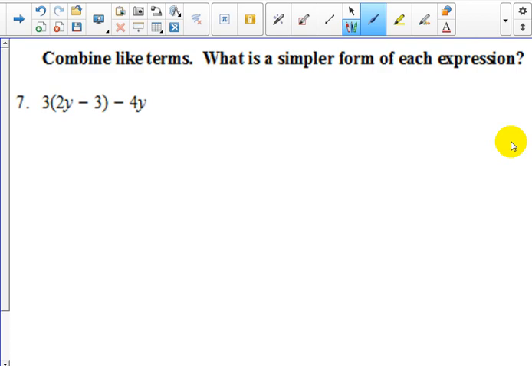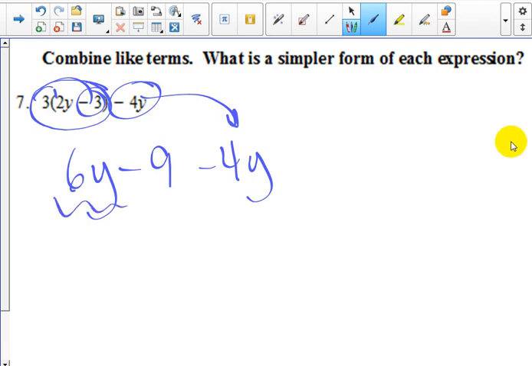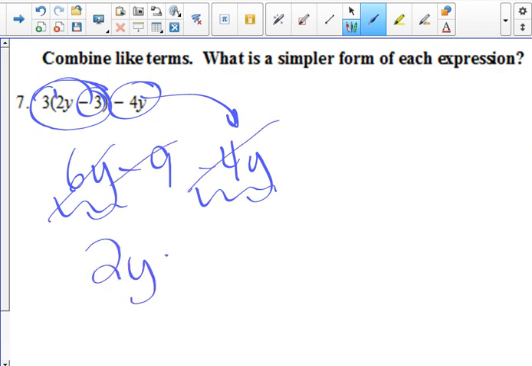Our next problem, number 7, says combine like terms. What is the simpler form of each expression? So we're just going to combine the like terms and simplify. So the first thing we need to do, though, is distribute this 3 across to this binomial. So 3 times 2y is 6y, and 3 times negative 3 is negative 9. And then we have minus 4y. Just carry that down. Alright, so now combine our like terms, 6y and negative 4y. Well, when you add those two together, you get a 2y and carry down the negative 9.